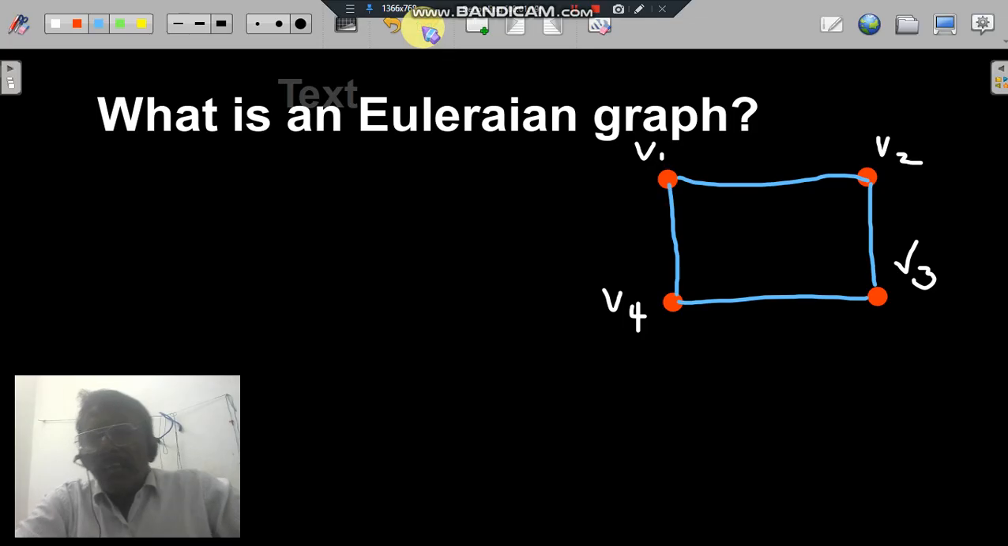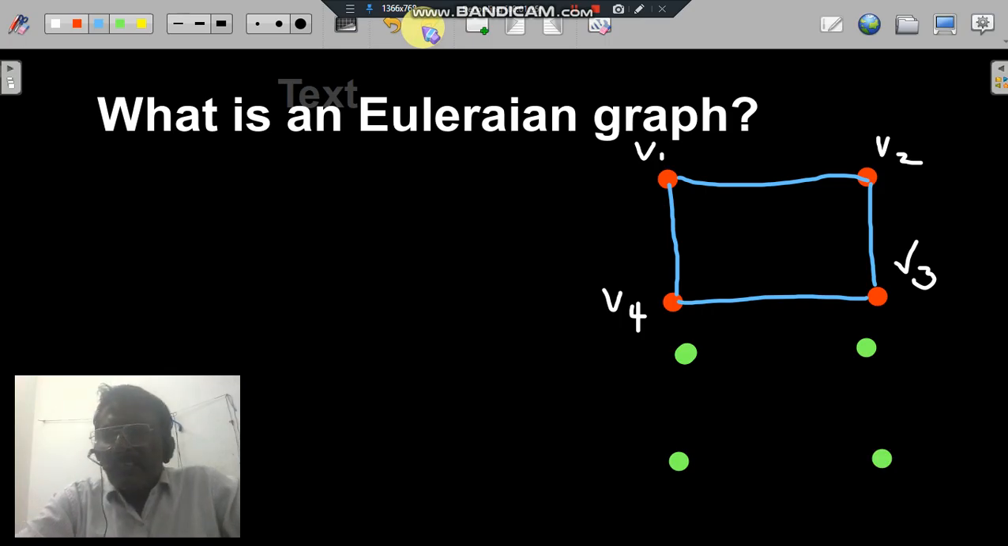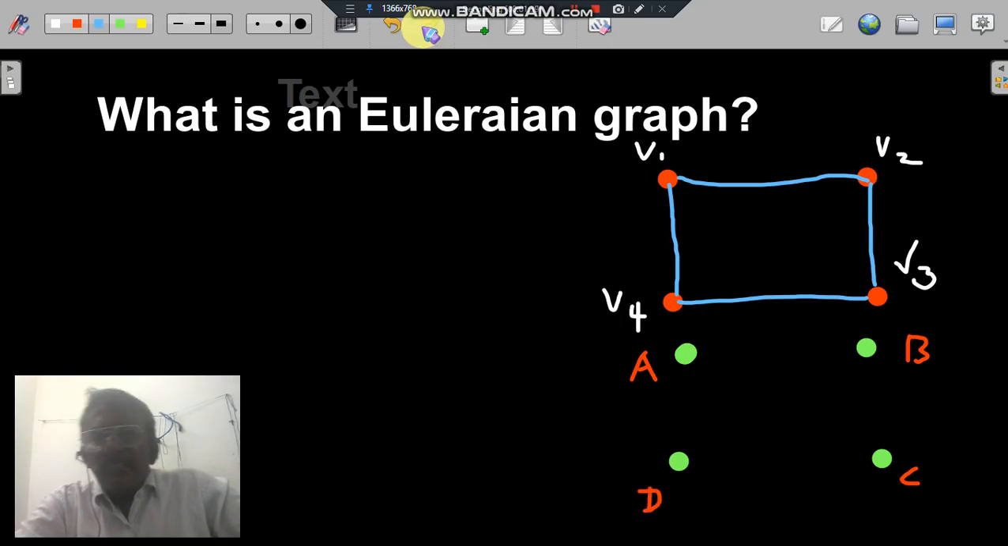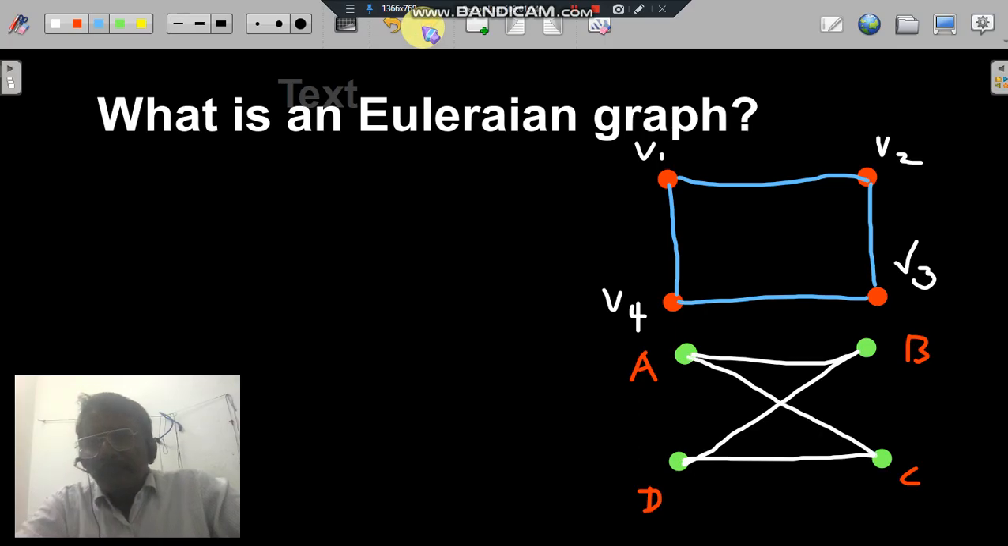In a similar way I am going to make another picture with again four vertices, and before making edges I name the vertices A, B, C and D. Now again I am going to make edges as follows: from A to B, and from B to D, and D to C, and C to A.